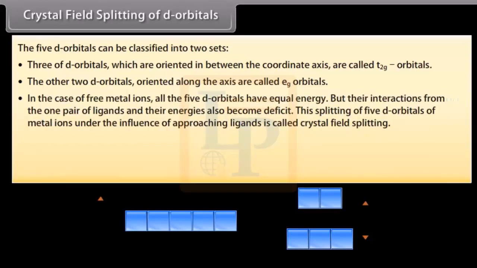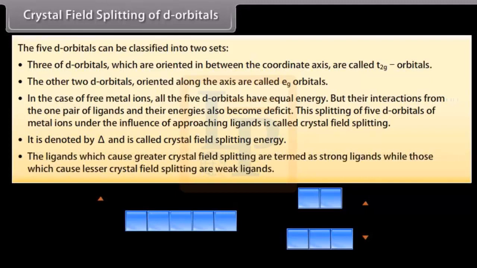In the case of free metal ions, all the 5 d orbitals have equal energy, but on interaction with the ligands their energies become different. This splitting of 5 d orbitals of metal ions under the influence of approaching ligands is called crystal field splitting. It is denoted by delta and is called crystal field splitting energy. The ligands which cause greater crystal field splitting are termed as strong ligands, while those which cause lesser crystal field splitting are weak ligands.